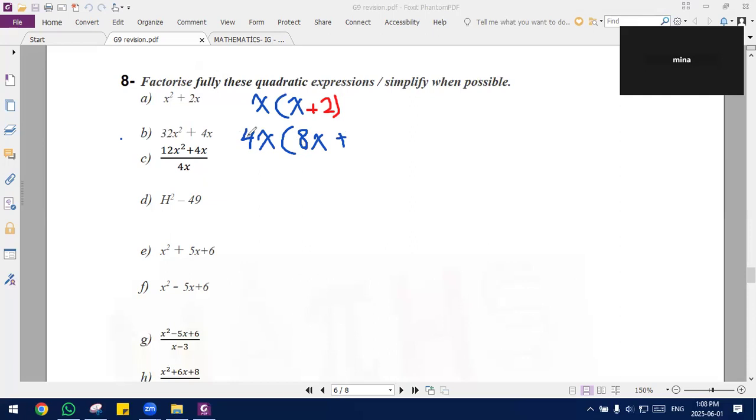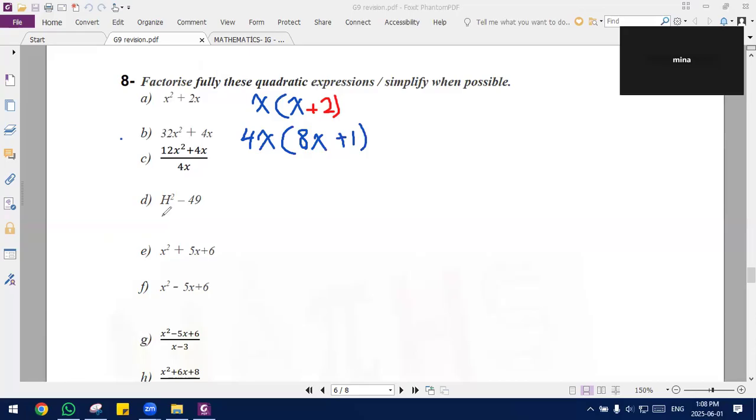4 divided by 4 is 1. X divided by x is 1. So the answer is only 1. That's it. Perfect. Okay.